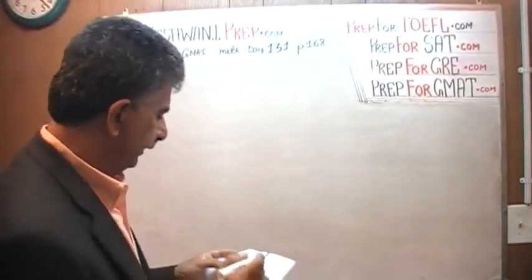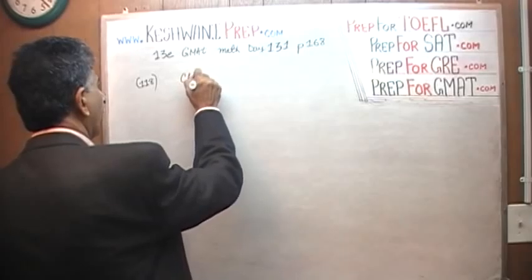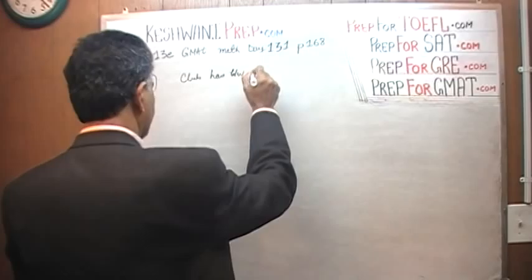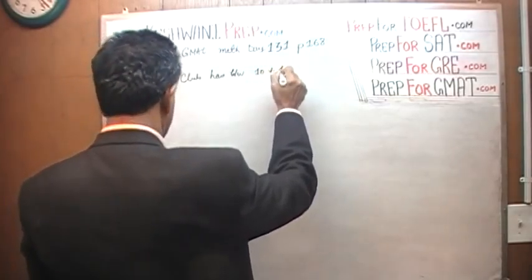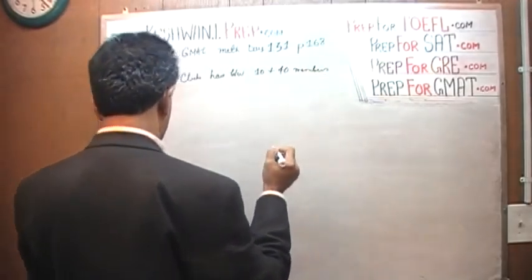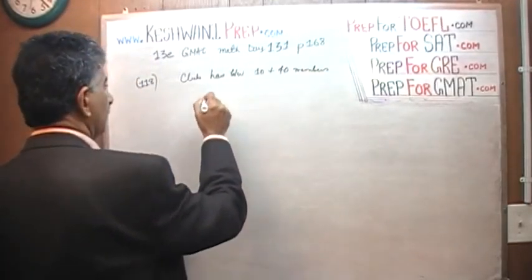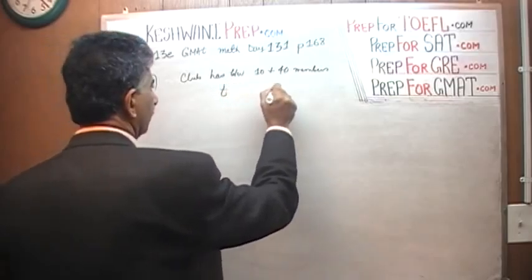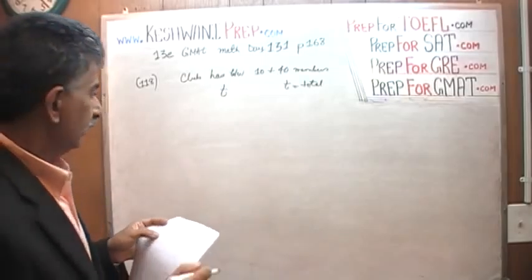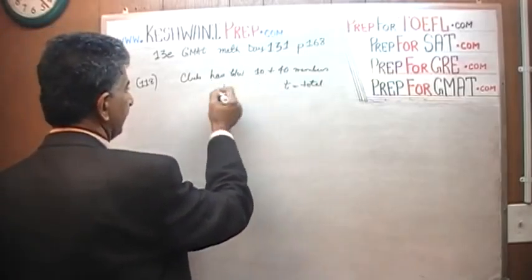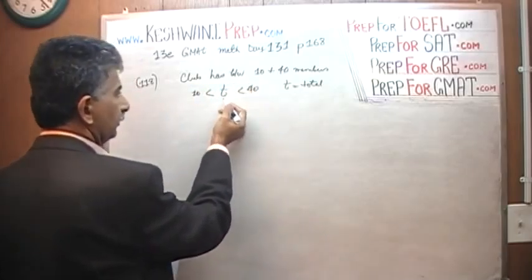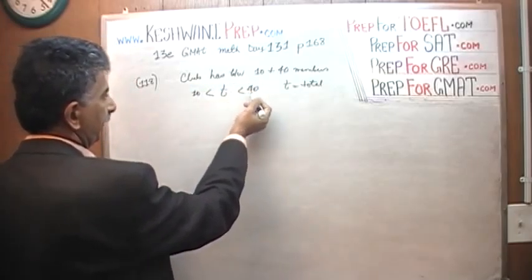In problem number 118, they tell us that we have a club that has between 10 and 40 members. We are told that the total, let's call it T, the total members of the club, is between 10 and 40. So let's put it in terms of symbols. In other words, the total number of people is something more than 10 and something less than 40.